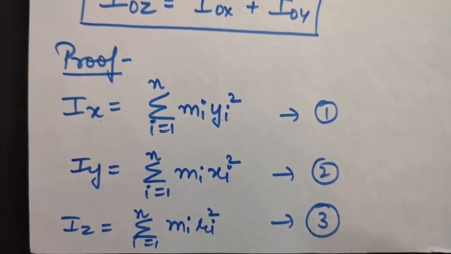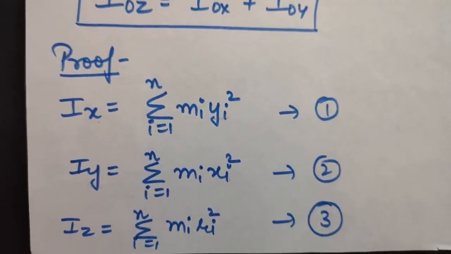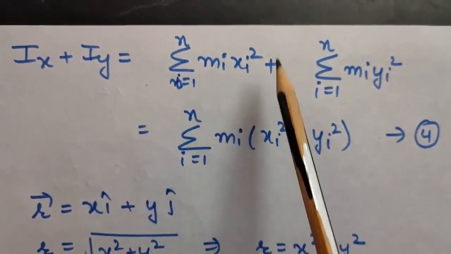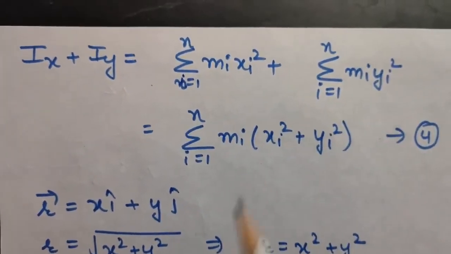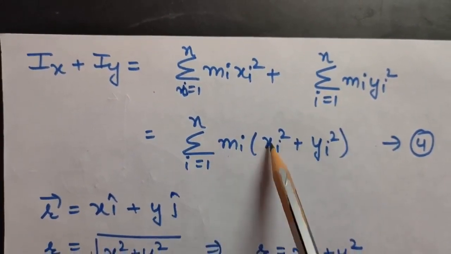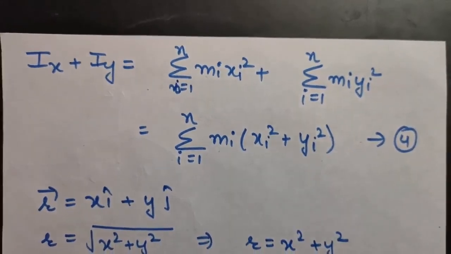Okay. Now just add equation 1 and 2, that is Ix plus Iy. So Ix plus Iy will be this, that is summation mi xi square plus mi yi square. If I take summation mi to be common from these two, you will be left with xi square plus yi square. Mark it, fourth equation.